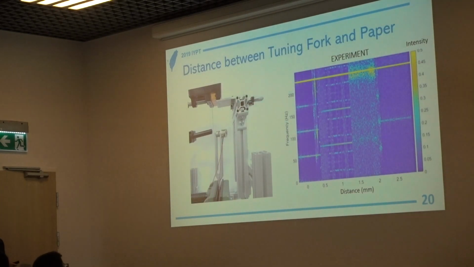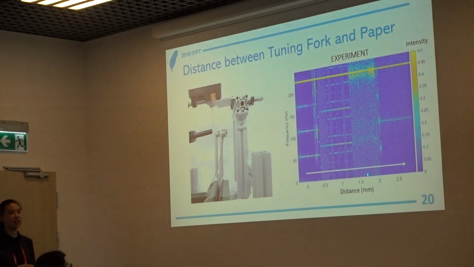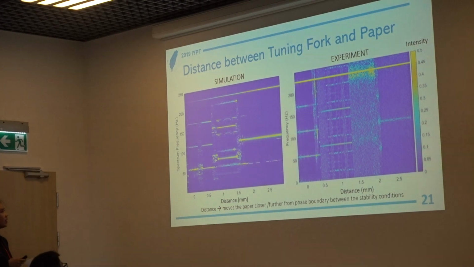And here's my experimentation. In my experiment setup, when I move the paper inwards, I increase the distance here, which means that as this distance increases, the effective amplitude the tuning fork gives the paper increases, meaning that the paper will receive a larger force from the tuning fork. And this is my experiment, and this is my simulation result.